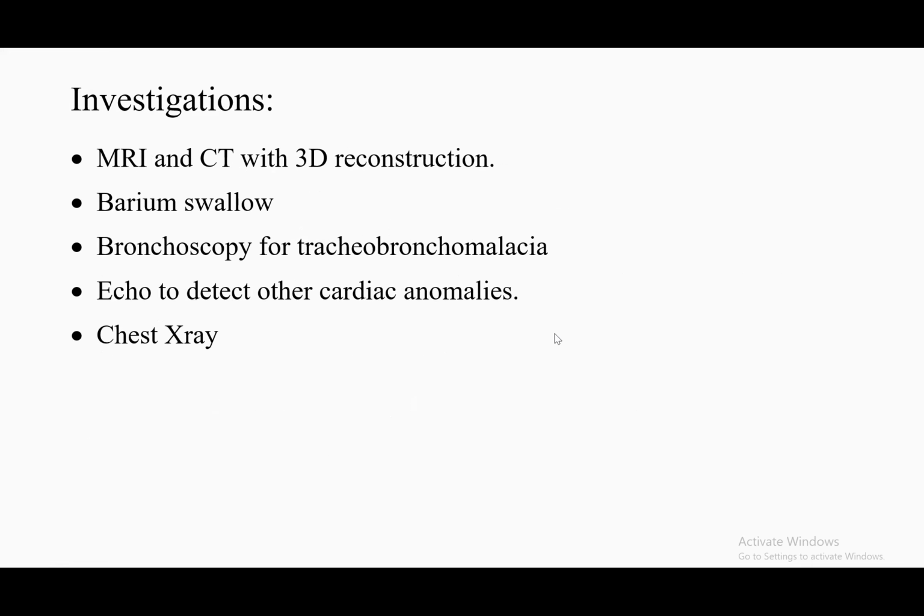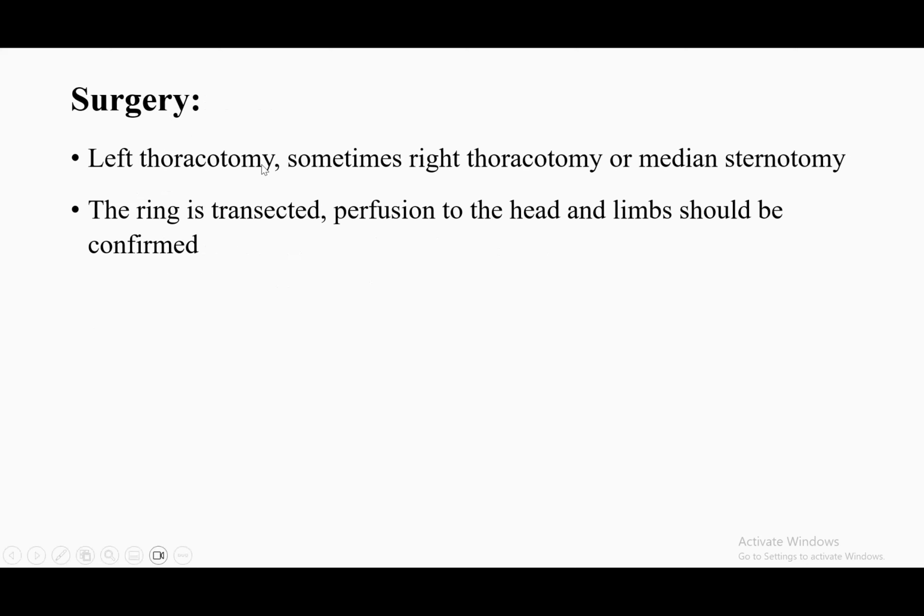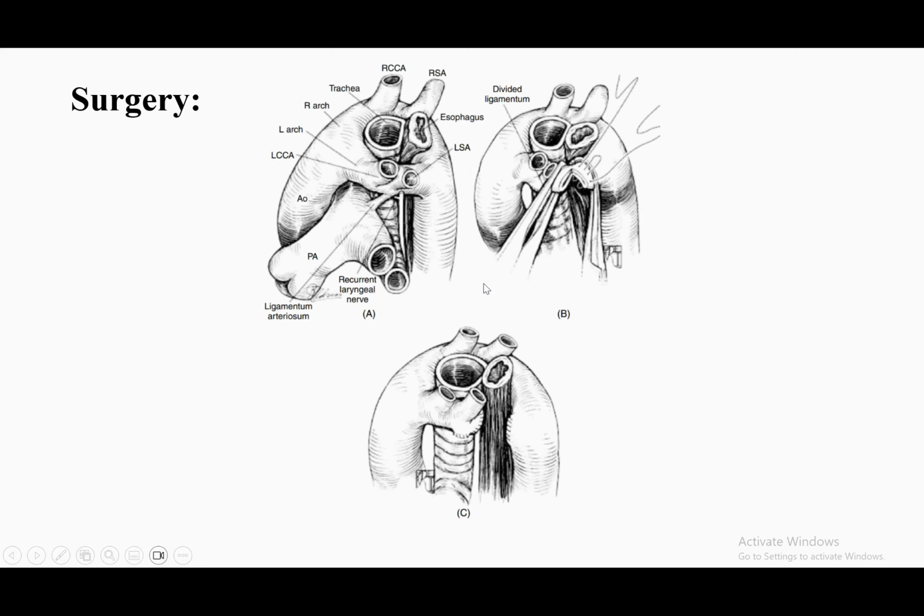Investigation: MRI, CT with 3D reconstruction, barium swallow to see the narrowing in the esophagus, bronchoscope for tracheomalacia, because the continuous pulsations of these arteries on the trachea or the bronchi may cause tracheobronchomalacia. Echo to detect other cardiac anomalies, and chest X-ray. Surgery by left thoracotomy, sometimes right thoracotomy or median sternotomy. The ring is transected. Perfusion to the head and limbs should be confirmed.